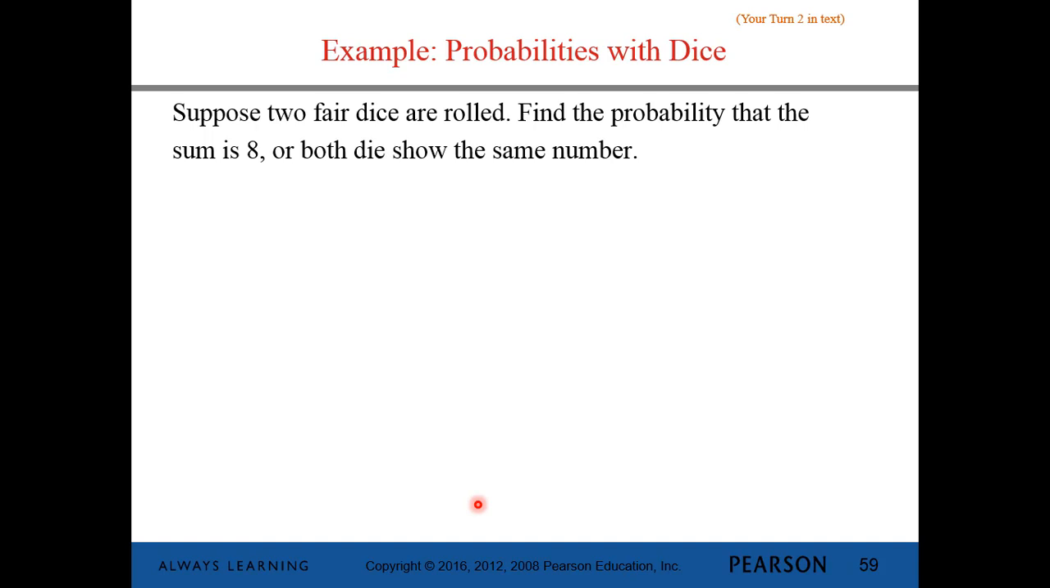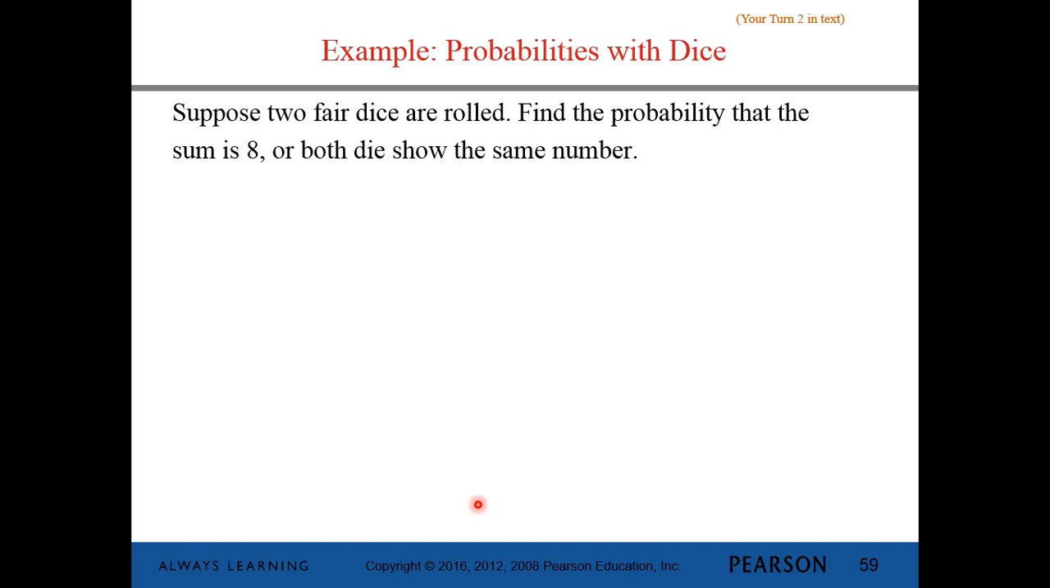So if I use the rule, I'm going to add up the number of ways, right? I can get an 8, that's 5, plus the number of ways I can get the same number on both die, that's 6, so that gives me 11. Then minus the one way I can get both, so that gives me 10. And how many possible outcomes are there on rolling 2 dice? Well, there are 36 possible outcomes. So in this case, it's going to be 10 out of 36, or 5/18.